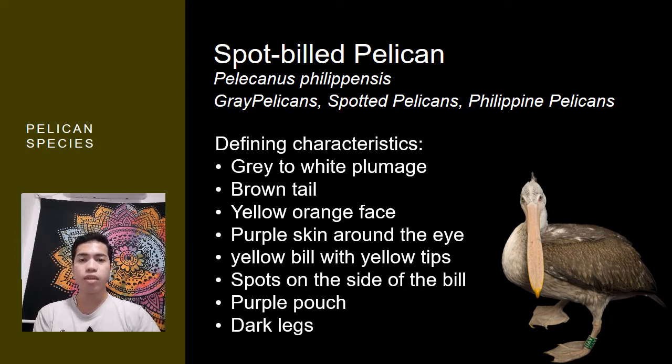The bill is pinkish to yellow-orange in color, with large bluish black spots or smears on the sides and a dull purple pouch that is also blotted with bluish black. Legs are of very dark brown to black skin. After the breeding season, mature spot-billed pelicans lose some of their brilliance in their facial coloring, becoming duller. Male spot-billed pelicans are slightly larger than females.